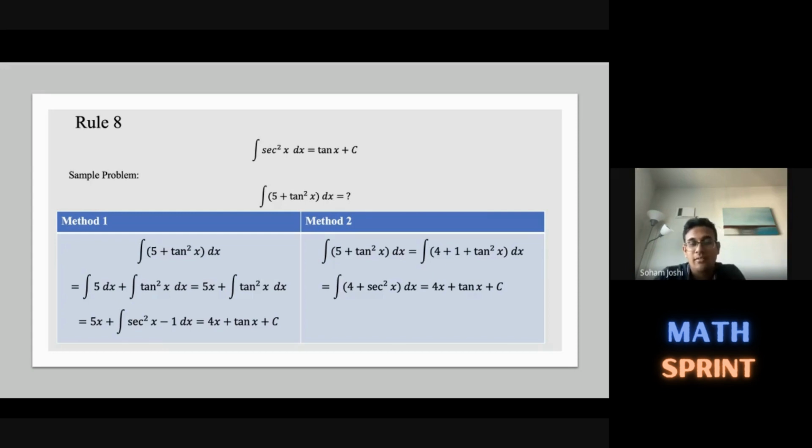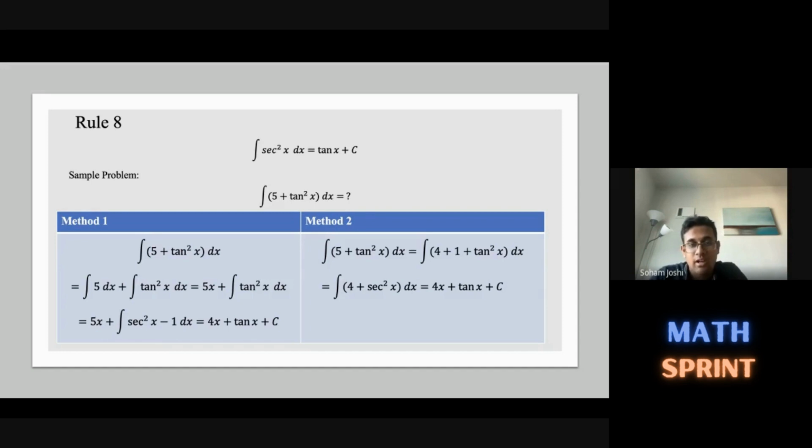We need to integrate 5 + tan square x with respect to x. So how do we do this? Now you might be tempted to split this integral into two integrals, integral of 5 and integral of tan square x. That's a good idea.